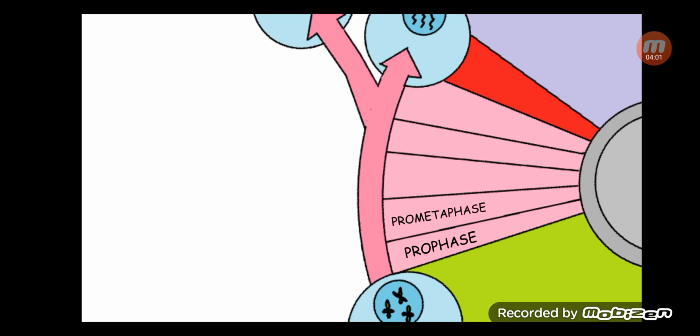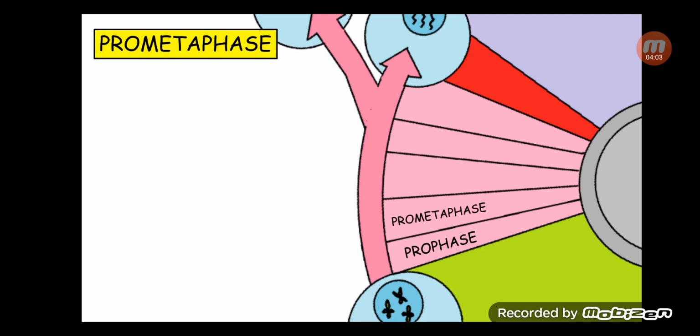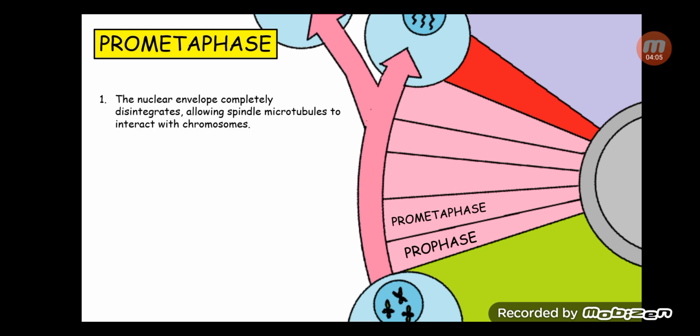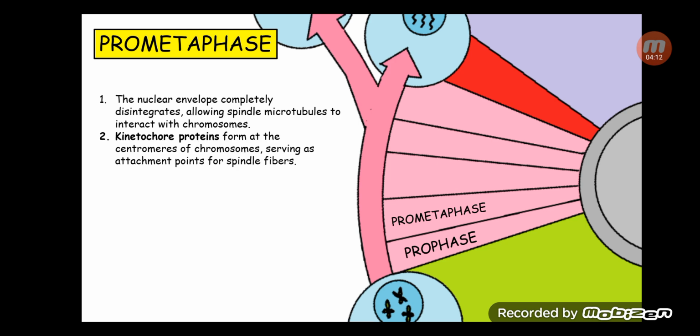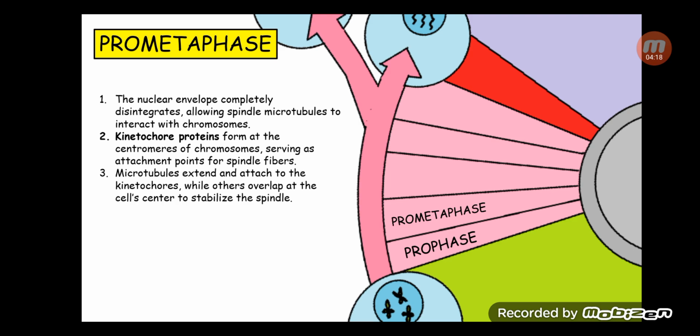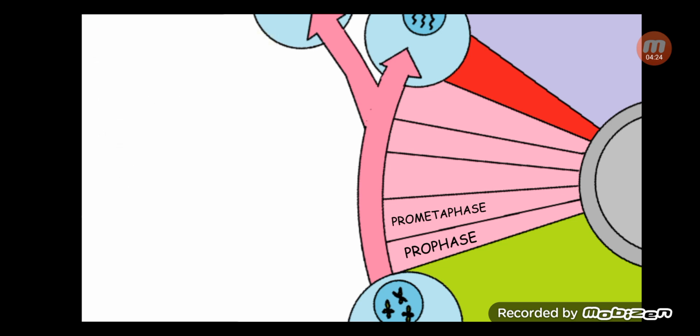Then the next phase in M phase is prometaphase. The nuclear envelope completely disintegrates here, allowing spindle microtubules to interact with chromosomes. Kinetochore proteins form at the centromeres of chromosomes, serving as attachment points for spindle fibers. Then microtubules extend and attach to the kinetochores, where others overlap at the cell center and stabilize the spindle.